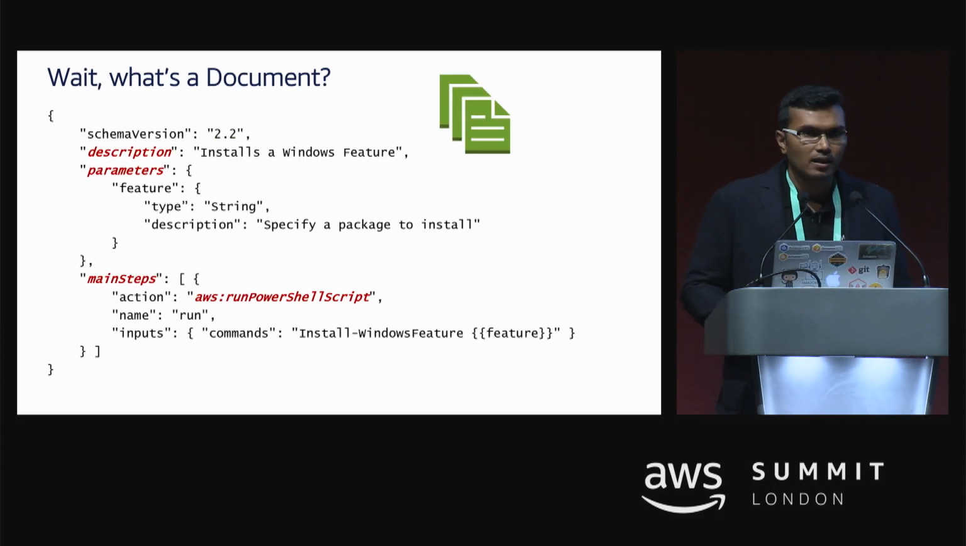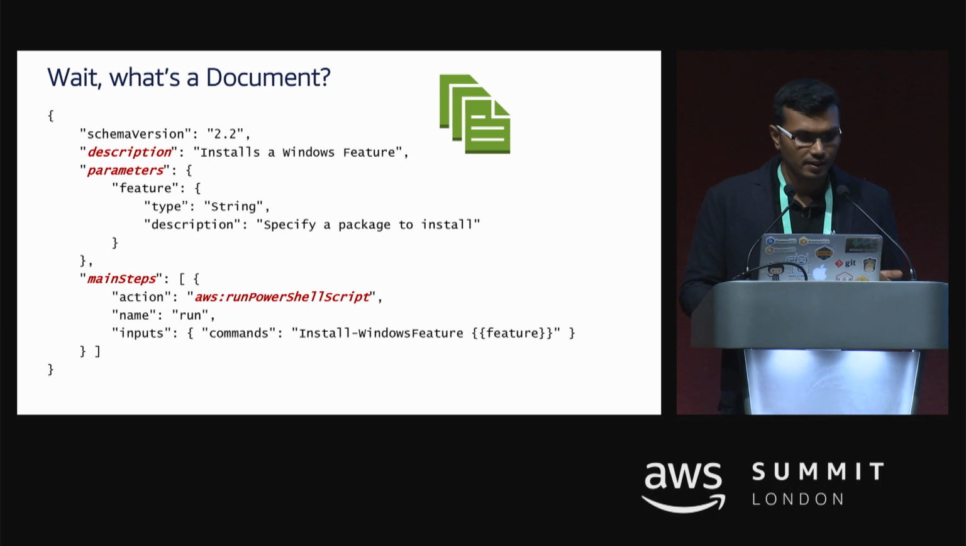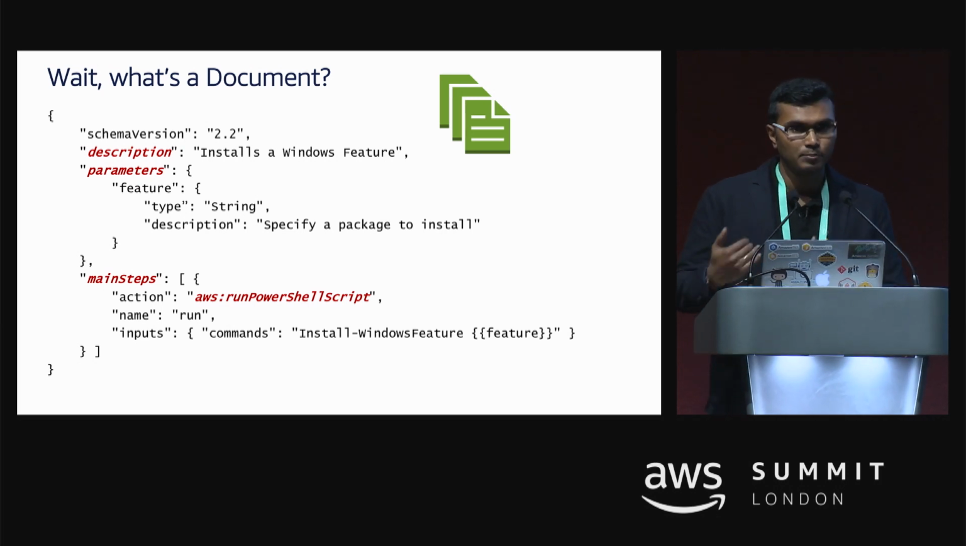Now let's have a look at what a document is. The document here in this example is in JSON format. You have the schema version defined, then you would have a description followed by a parameter. The parameter here serves as an input parameter that you would pass. In this case, it's trying to install a Windows feature. And then under main steps is where you actually define the action. So the action here is a PowerShell script which you would execute to install a specific Windows feature. So that takes in the parameter that you specify, and it could be a feature like IIS or .NET Framework.